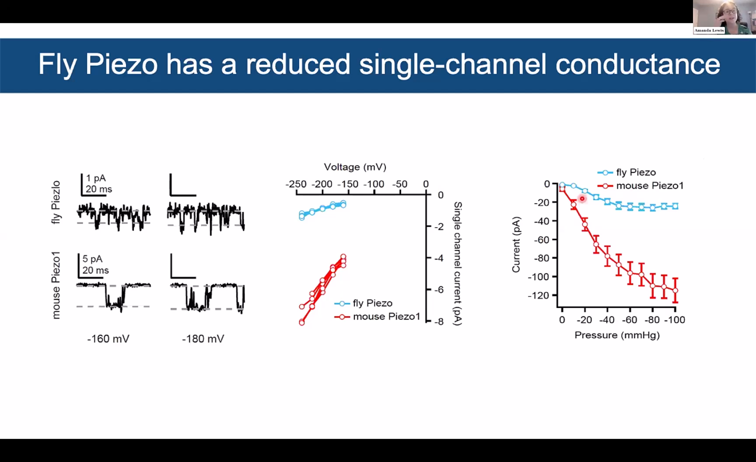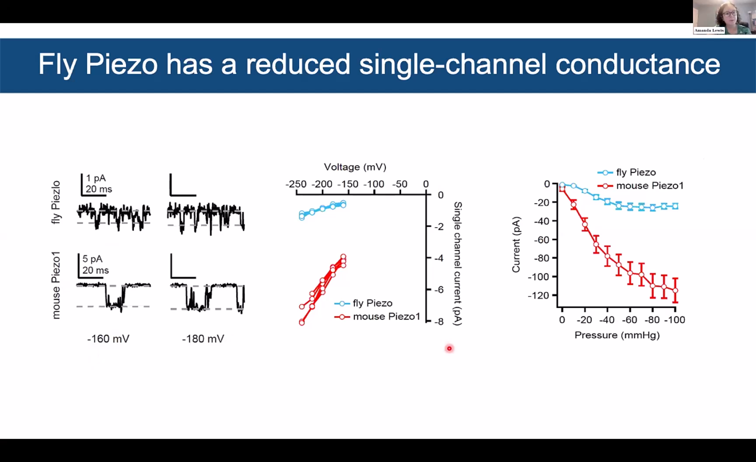And importantly, fly piezo also is known from work by others to have a massively reduced single channel conductance compared to mouse. And so here I'm showing some data collected in my hands where we find that the fly single channel conductance is about 1/5 that of mouse. And appreciate the different scale bars here. So these single channel currents are actually quite tiny. We have to go to quite negative potentials to measure them.